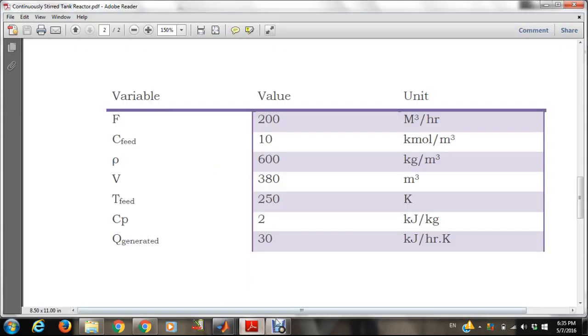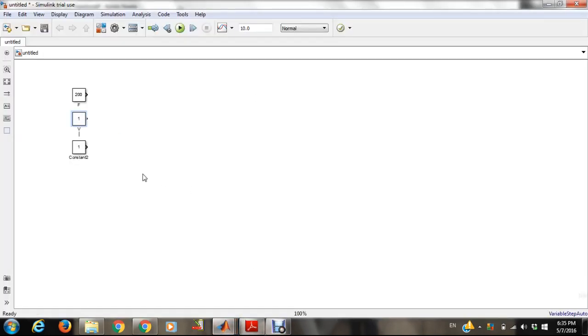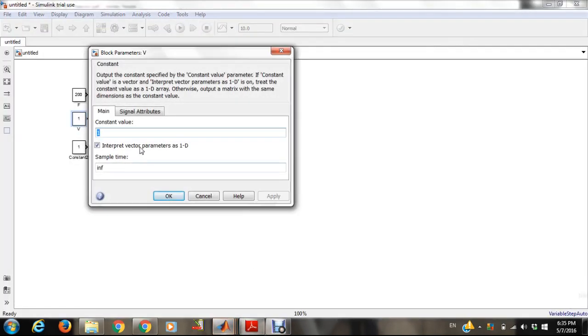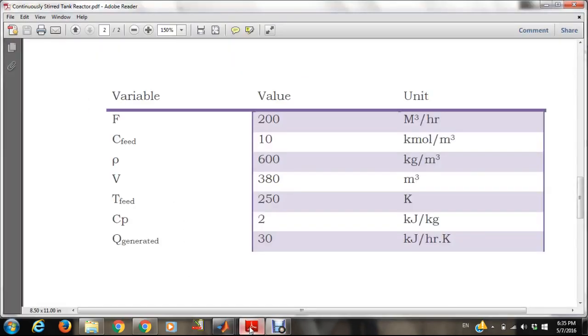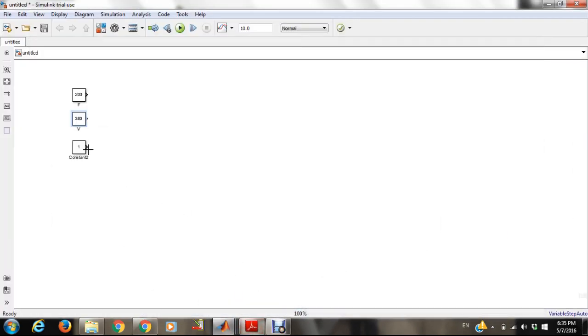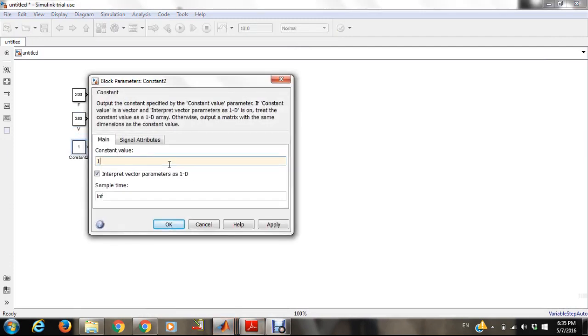The volume is 380 meters cubed. Double click and 380. For the third constant, it is the C feed, which is 10 moles per meters cubed. 10.